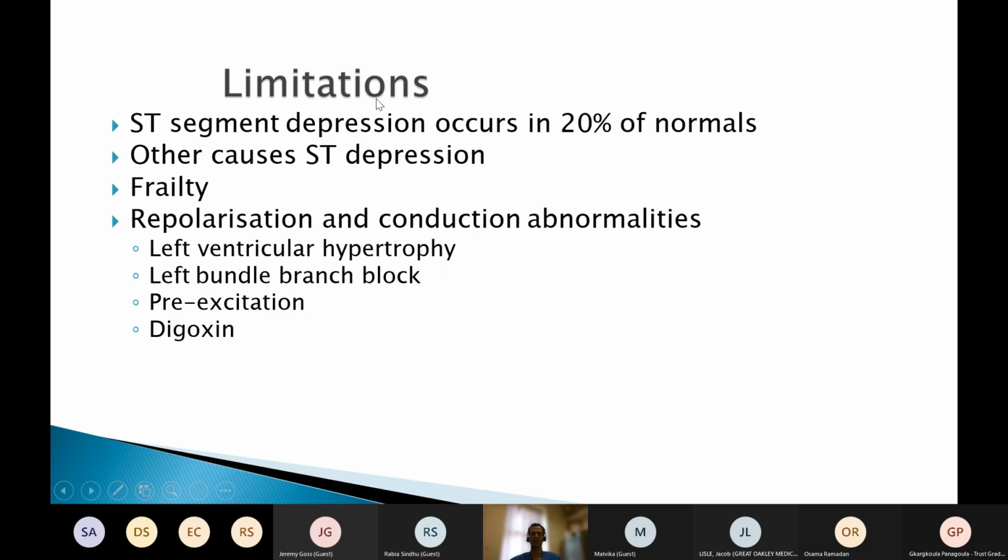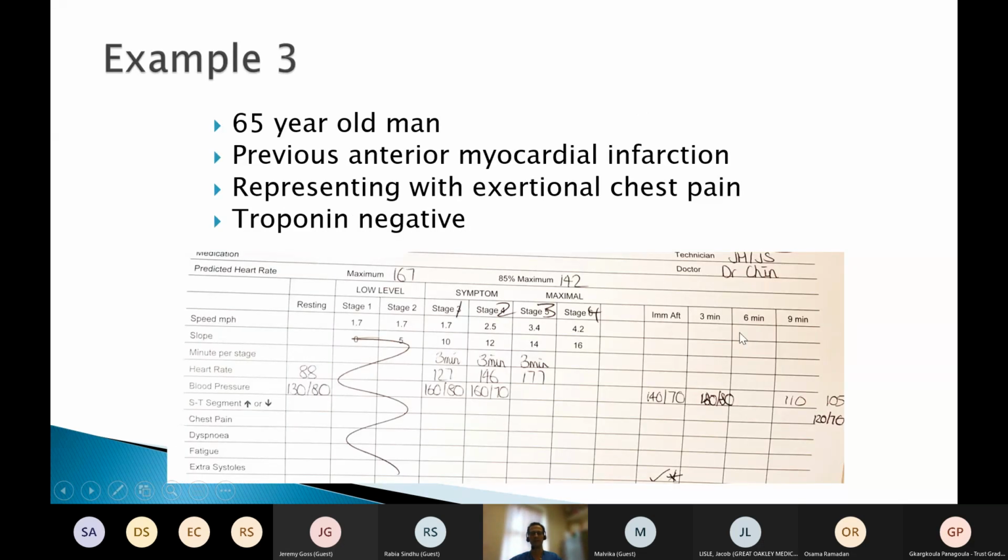We also need to bear in mind that there are false positives and there are other things that can cause ST depression. Patients can be too frail to do an exercise test. And if they've got an abnormal resting ECG, it's often very hard to interpret the exercise test. The other thing is that you can cause myocardial infarction or arrhythmias with an exercise test.